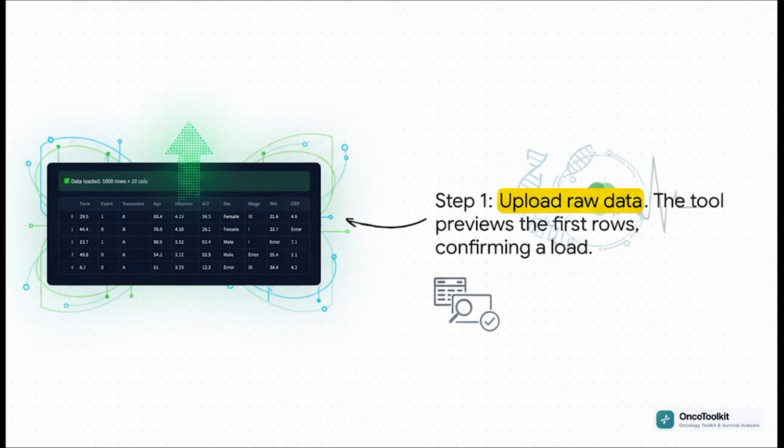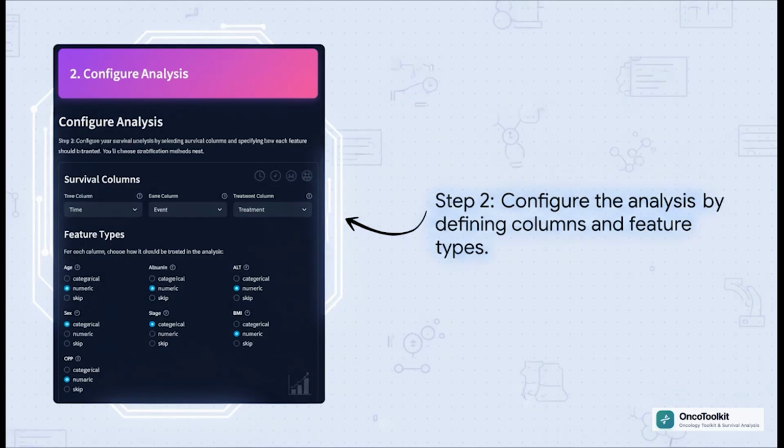And right away, the tool gives us this handy preview. It confirms everything loaded correctly. 1,000 rows, 10 columns. This is such a crucial first check. It lets you spot any big formatting problems right from the get-go before you waste a single second on a bad analysis.